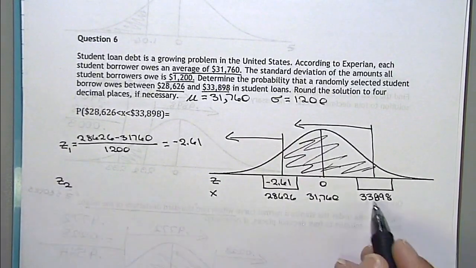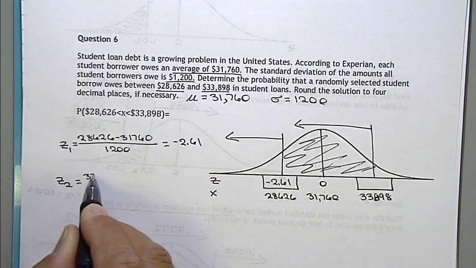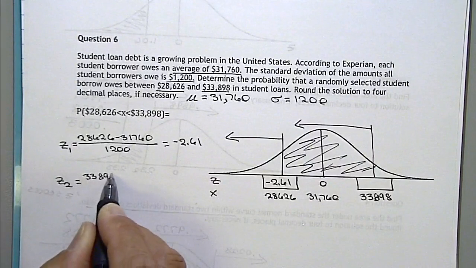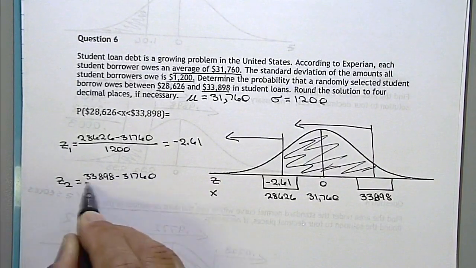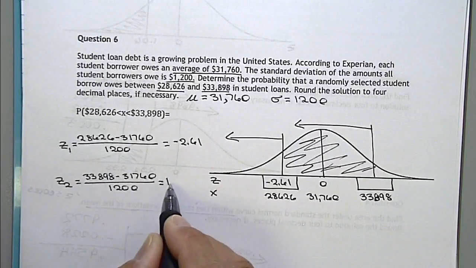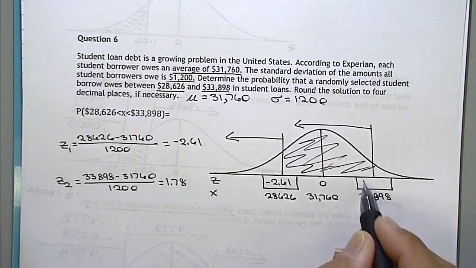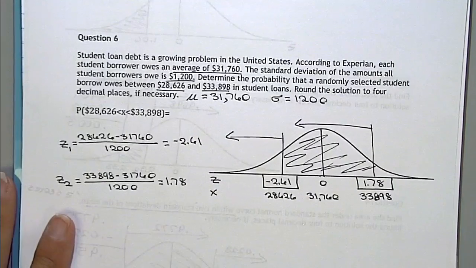The second z-score, well, I'm going to deal with this data value, this x value. So it's going to be 33,898 minus the mean, always the number in the middle, right? Divided by the standard deviation. And this time I get a positive z, 1.78. Well, it should have been positive. It's on the right side, isn't it?